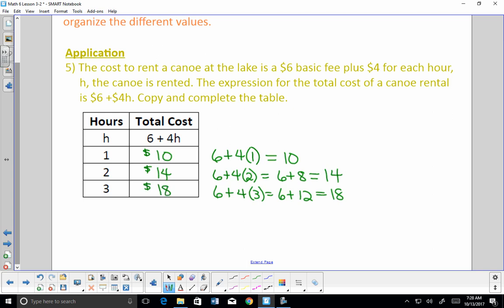So as you can see here, you can use a table to figure out an expression just as much. It's just this way we found several values for the same expression, substituting in different values for H each time. And this is the end of lesson 3-2.